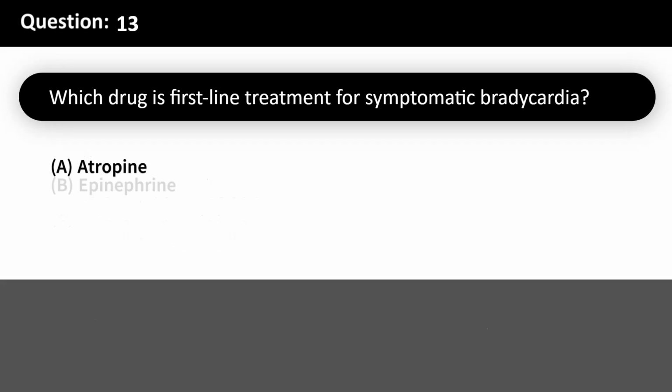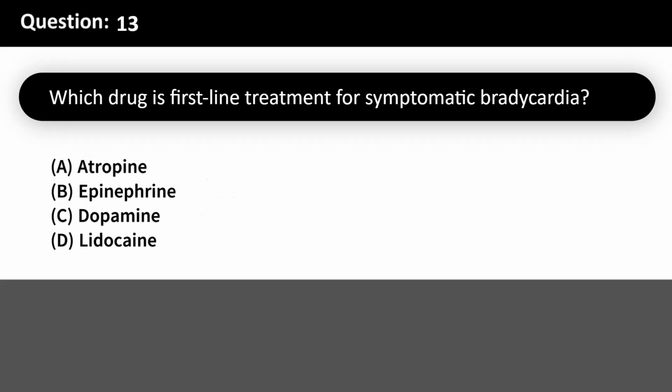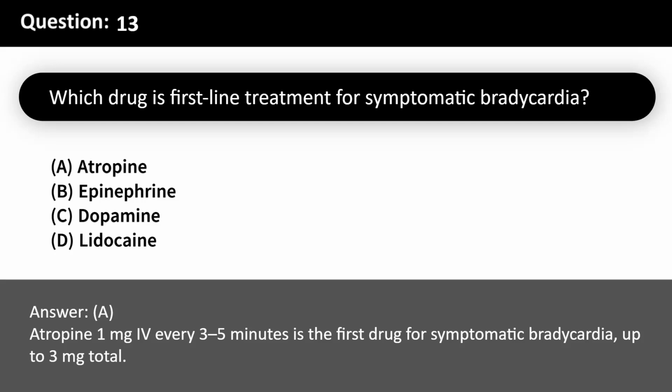Which drug is first-line treatment for symptomatic bradycardia? A. Atropine. B. Epinephrine. C. Dopamine. D. Lidocaine. Answer, A. Atropine 1 mg every 3 to 5 minutes is the first drug for symptomatic bradycardia, up to 3 mg total.